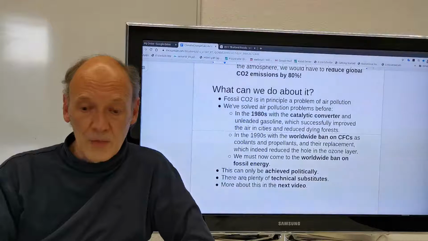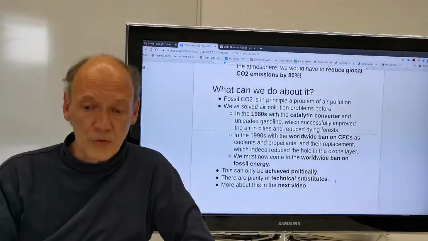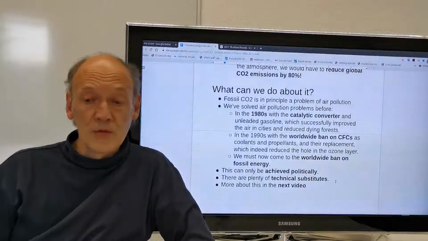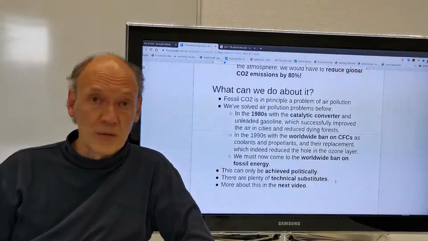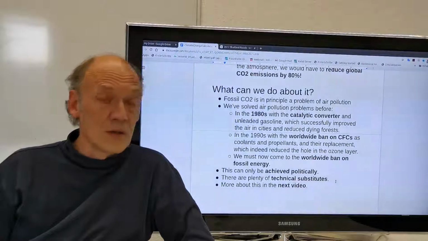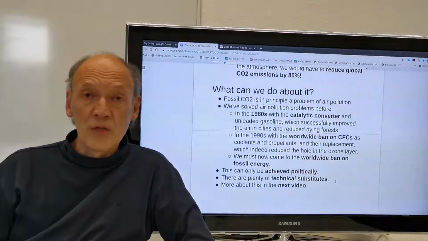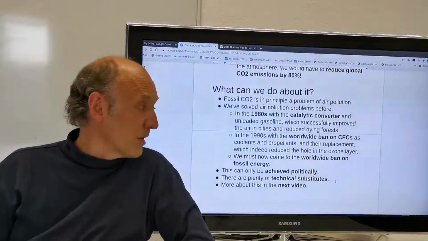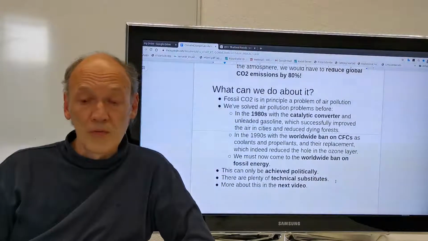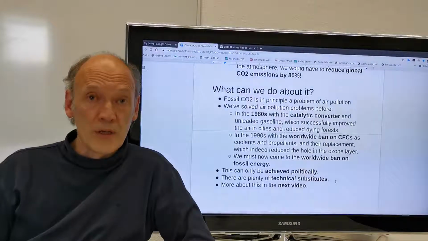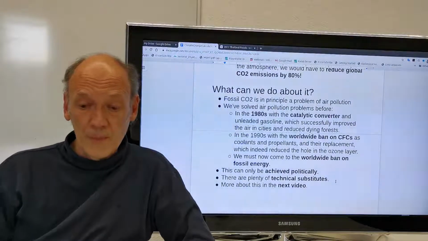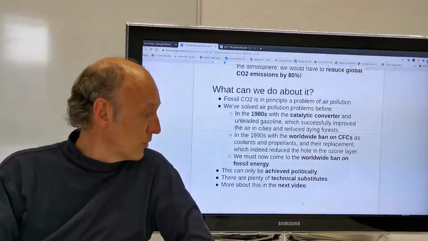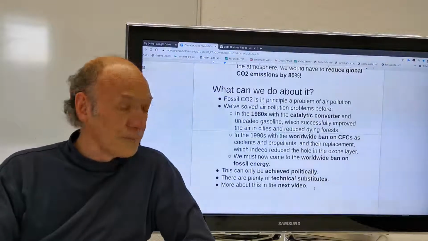And there are actually plenty of technical substitutes for fossil fuel, right? We have plenty of renewable energy, which we just need to use and expand. And even today, renewable energy is already cheaper than fossil fuels. We just need to stop subsidizing fossil fuels and instead subsidize renewable energy to solve this problem. Yeah, more about these technical substitutions in the next video.